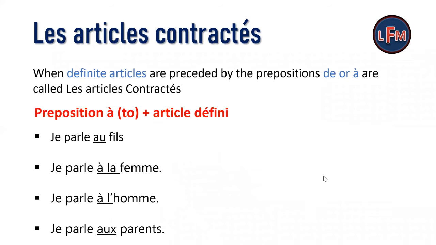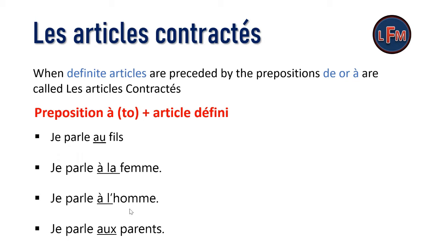For example, je parle au fils. I speak to the boy. Here, fils is masculine singular, so we use au, to the boy. Je parle à la femme. Here, femme is feminine singular, so à la is used, to the lady.